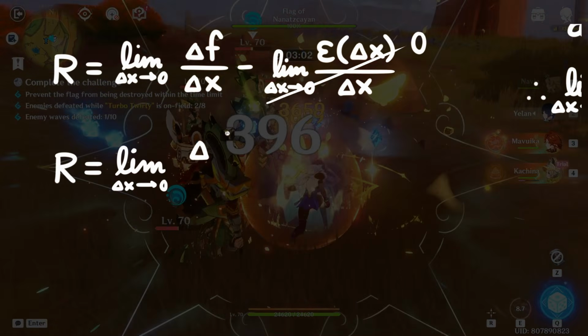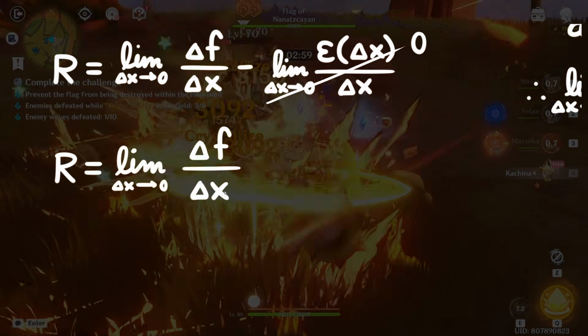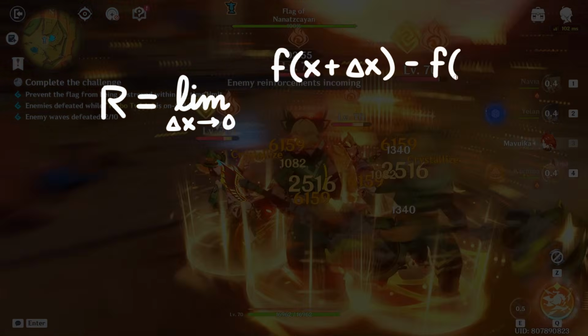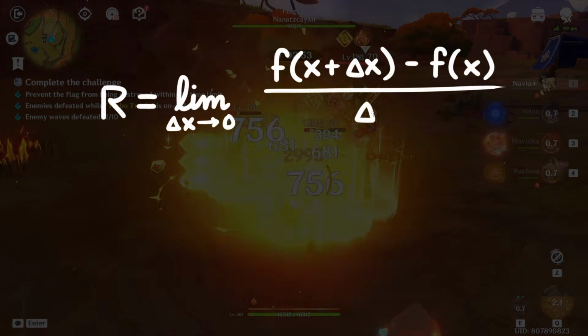Lastly, what we can do is substitute for delta f, which equals f of x plus delta x minus f of x. This results in the equation on screen.